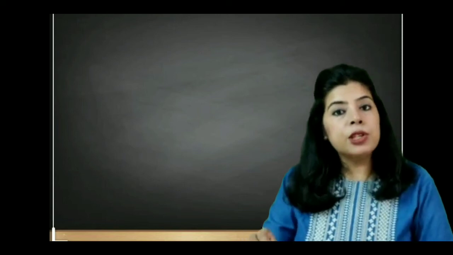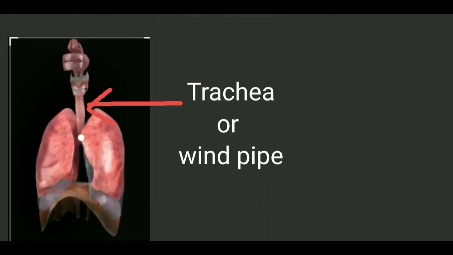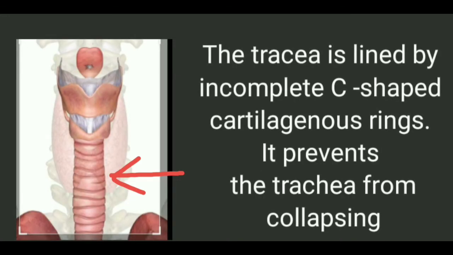Now the air which has crossed this enters into the trachea. The trachea is a very important tubule in the respiratory system. It is a very important organ. This trachea is also called the windpipe. Now this trachea is guarded by incomplete cartilaginous rings. This is very, very important. It is guarded by incomplete cartilaginous rings which prevent the collapsing of the trachea.